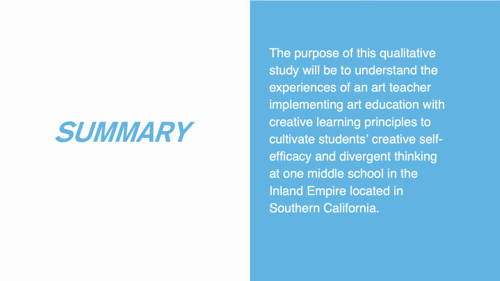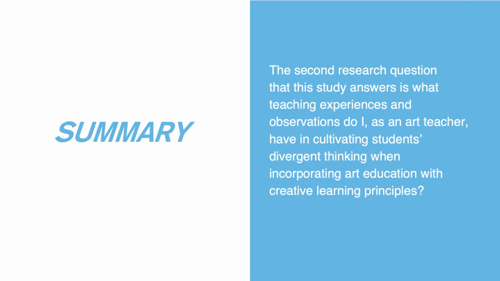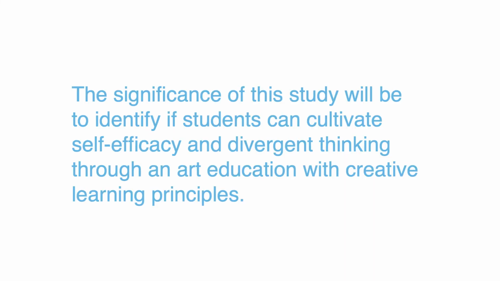The first research question that this study answers includes what teaching experiences and observations do I, as an art teacher, have in cultivating student self-efficacy when incorporating art education with creative learning principles? The second research question that this study answers is what teaching experiences and observations do I, as an art teacher, have in cultivating students' divergent thinking when incorporating art education with creative learning principles? The significance of this study will be to identify if students can cultivate self-efficacy and divergent thinking through an art education with creative learning principles.